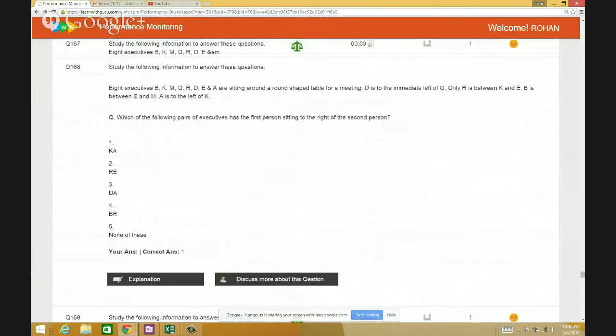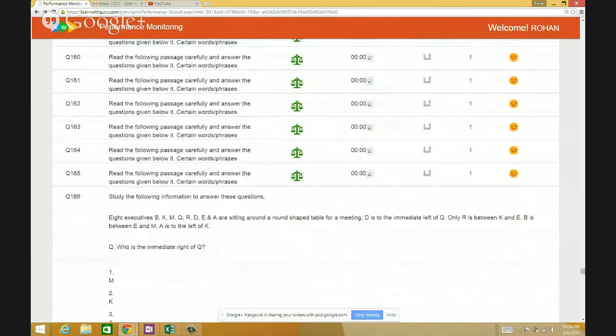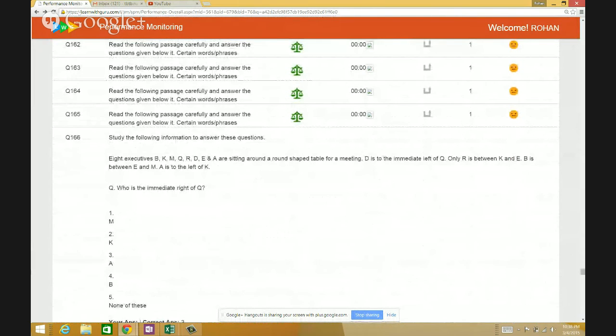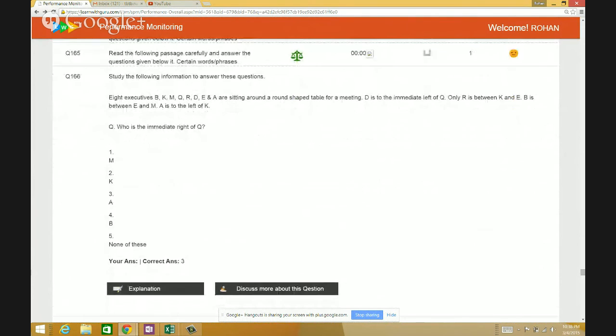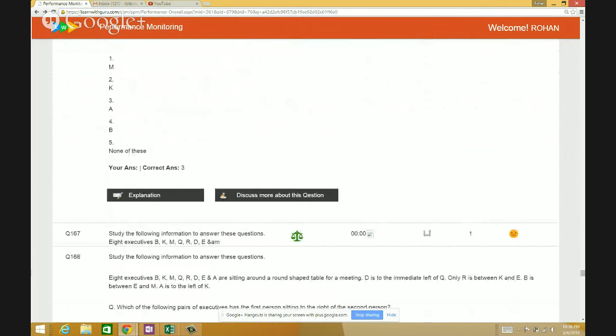So now let's say caselets. Now in caselets, you have circular arrangements or whatever. It's a very straightforward one again because it is very small data. Keep in mind, the lesser data you have in caselets, the easier the caselet is obviously. So 8 executives are sitting and D is immediately left of Q. Only R is between K and E, B is between E and M, and A is to the left of K. It's fine. You can do it very coolly. Not a worry at all. You can just try this.